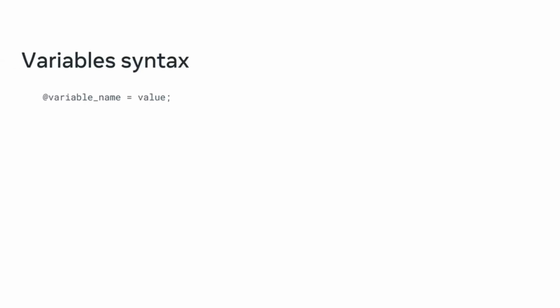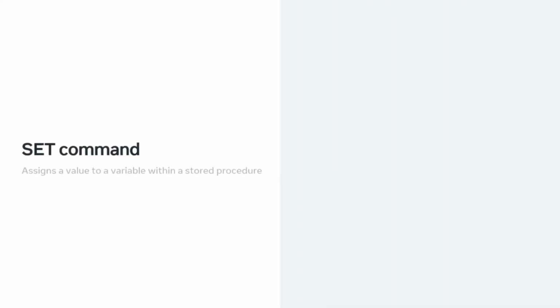So what does a variable look like? In MySQL, a user-defined variable is created from alphanumeric characters. You just type the @ symbol followed by the name that you want to call your variable. Then assign a value to your variable using an equal to operator. Make sure that you end your syntax with a semicolon. But how do you create a variable inside or outside of a stored procedure? To do this, you need to use the set command within your syntax. The set command is used to assign a value to a variable within a stored procedure.